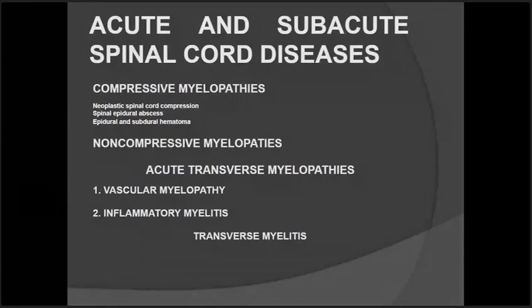If we exclude compressive myelopathy, it will be acute transverse myelopathy, either vascular or inflammatory. The vascular type presents with anterior two-thirds syndrome. It means there is involvement of the anterior horn, spinothalamic tract, and corticospinal tract, with sparing of the posterior column. Inflammatory myelitis, which is called transverse myelitis, presents with cord transection, bilateral involvement.